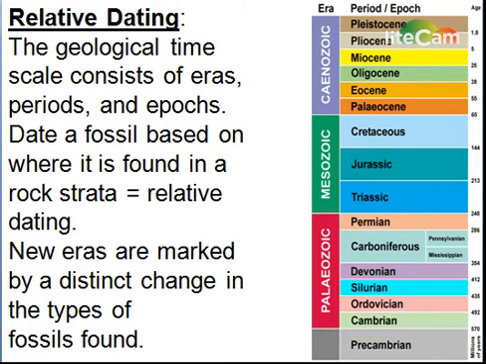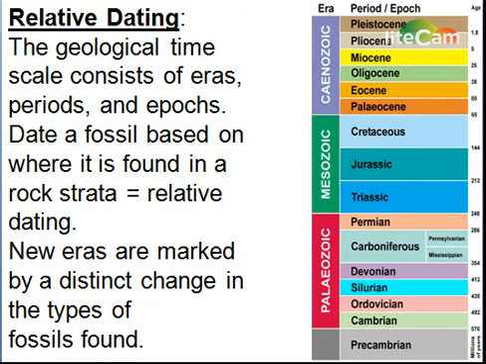So in terms of relative dating, the geologic timescale consists of eras and periods and epochs. And so we date a fossil based on where it is found in the rock strata, and that is our relative dating. Newer eras are marked by a distinct change in the type of fossils found. So by comparing different sites, geologists have established this geologic time scale with a consistent sequence of historical periods. And these periods are grouped into 4 eras: the Precambrian, the Paleozoic, the Mesozoic, and the Cenozoic eras.